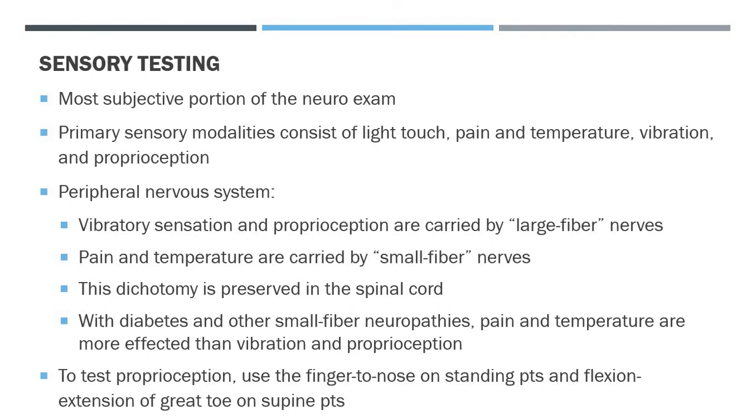So the vibratory sensation and proprioception are actually carried on large fiber nerves, but pain and temperature on small fiber nerves. So you can think of your diabetic patients. They're going to have problems with pain and temperature. They're not going to notice those cuts on their feet or their legs that are getting infected, that sort of thing. The reason is because diabetes actually affects only the small fiber nerves. But those patients actually can usually walk on their own, so they can use proprioception and they can feel vibrations.